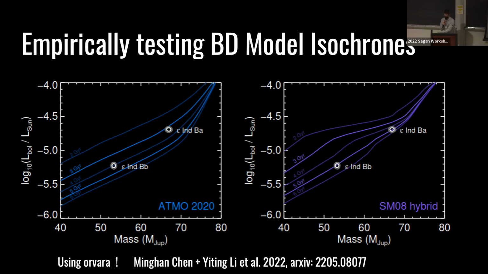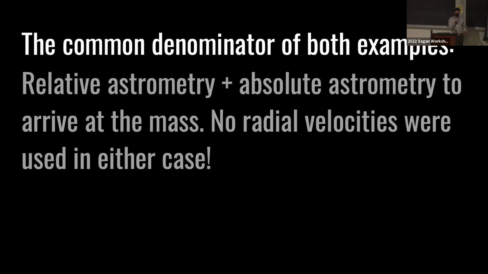Yeah, it's exciting. And again, the common denominator of both these examples is that we're combining relative astrometry and absolute astrometry. So there are no RVs involved at all. Pierre Kervella will talk about combining RVs in the next talk. I'm going to restrict myself to just absolute astrometry and relative astrometry, but you can combine RVs in here to improve things.